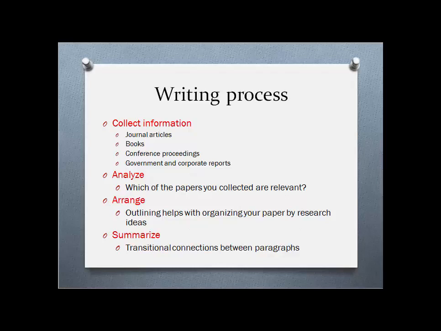And then you have to analyze all of your papers that you just collected. So which of those are actually relevant to your topic? And then you want to arrange those papers, and you can write an outline of your literature review, and then arrange your papers by the different research ideas for each of the paragraphs that you'll have in your review.